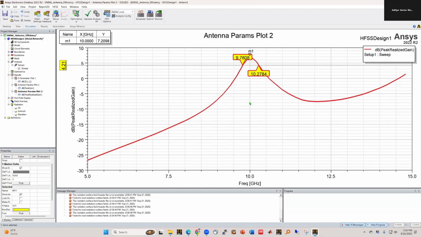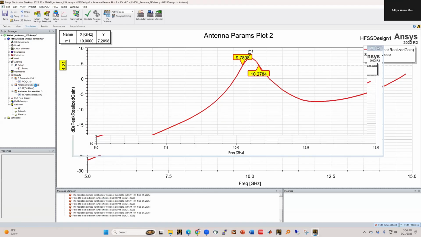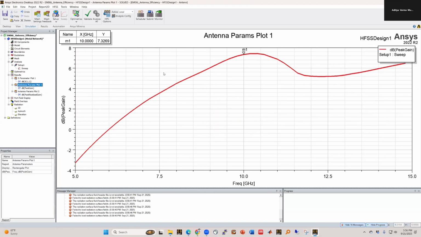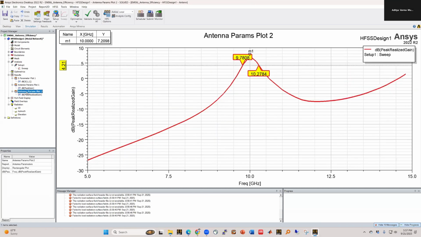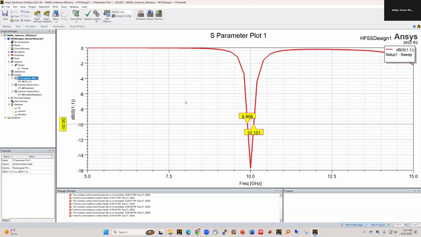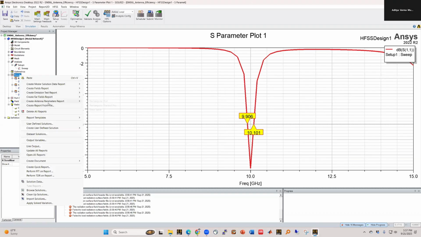So this is the bandwidth of the realized gain. You should always report the realized gain bandwidth, not the regular gain bandwidth, because that can be very large, right? Because it doesn't include the matching. So typically we report realized gain bandwidth, impedance bandwidth, and also axial ratio bandwidth. I'm going to update this, which we'll look at later. Okay, so that's about the realized gain. Of course, there's also directivity, which you can plot.